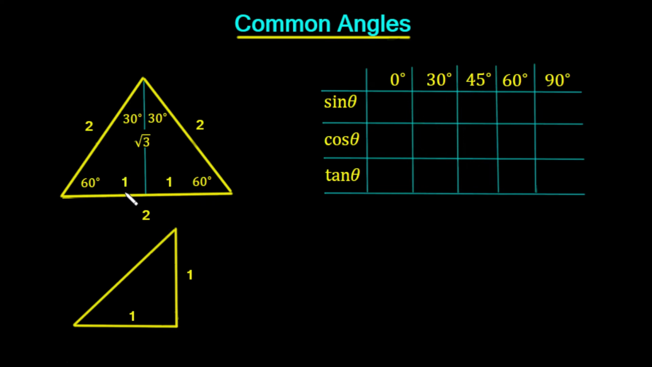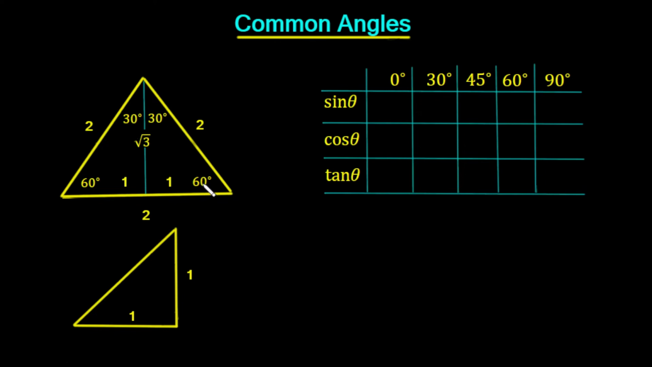Now we can use Pythagoras in order to work out the height here. By Pythagoras, the height is going to be the value of 2 squared minus 1 squared, and then we take the square root of it, and that gives us a value of root 3. So we've got all of the lengths and all of the angles that we need in order to work out the sine, the cosine and the tangent for both 30 degrees and for 60 degrees.